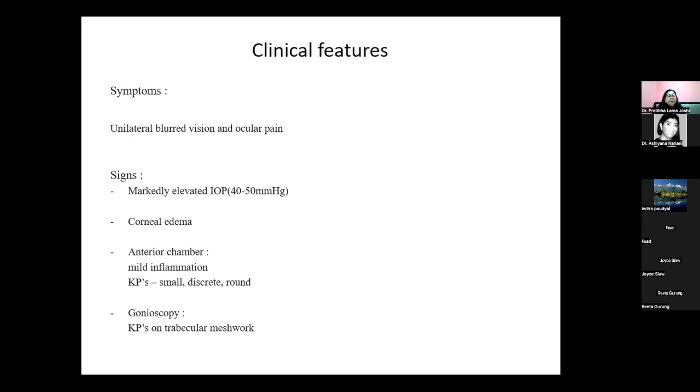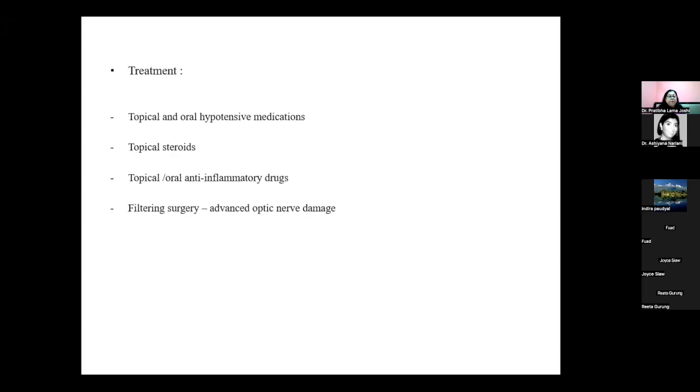Symptoms: the patient will complain of unilateral blurred vision and ocular pain. In signs, we will see high intraocular pressure, around 40 to 50 millimeter of mercury. There is presence of corneal edema. There is mild inflammation and presence of few small KPs. And in gonioscopy, we can see KPs on the trabecular meshwork also.